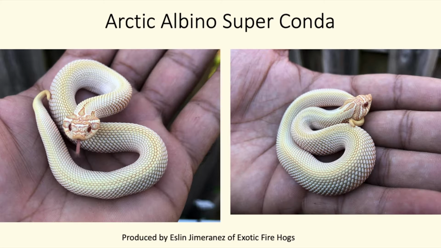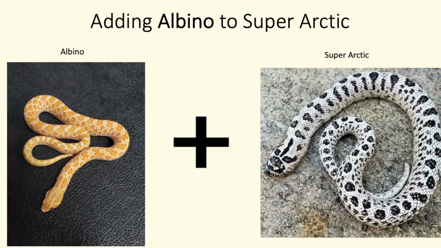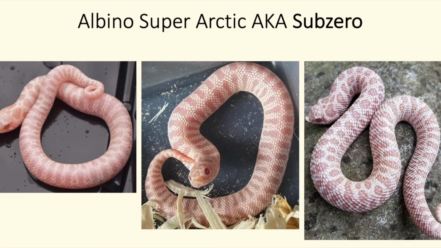Let's stay on the Arctic gene, and we're going to do the super Arctic albino. So what happens when you mix these two together? You get more of a pinkish snake. We're going to see a snake that looks similar to this later on, but this is just a regular version of the super Arctic albino.